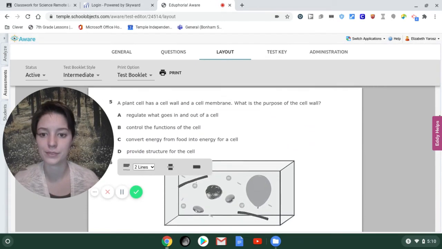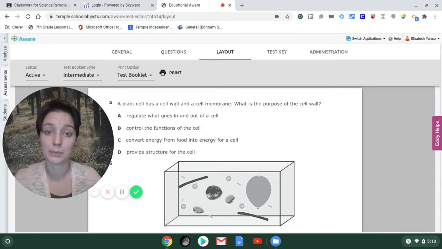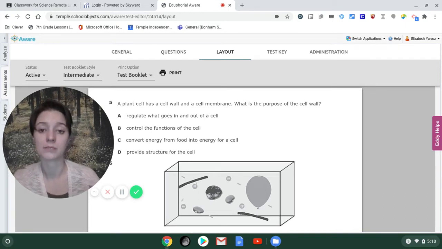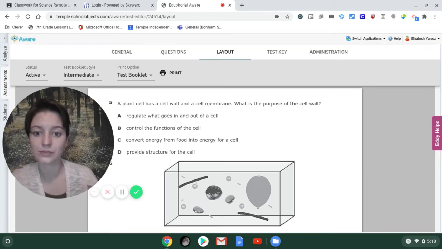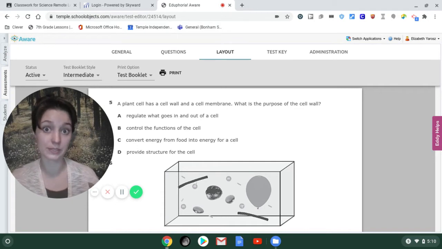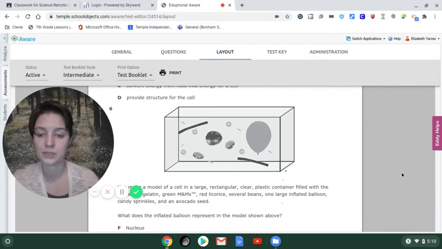Number 5, a plant cell has a cell wall and a cell membrane. What is the purpose of the cell wall? We just mentioned, it kind of helps make them nice and rigid. A, regulates what goes in and out of the cell. Nope, that is your cell membrane. Your cell membrane has those portals in it, and it can figure out what's right for the cell and what's wrong for the cell. B, controls functions of the cell. Nope, that's the boss lady. That's nucleus. C, converts energy from food into energy for a cell. You should know which one that is. Your mitochondria. And then D, provides structure for the cell. That's the answer. Your cell wall provides structure.